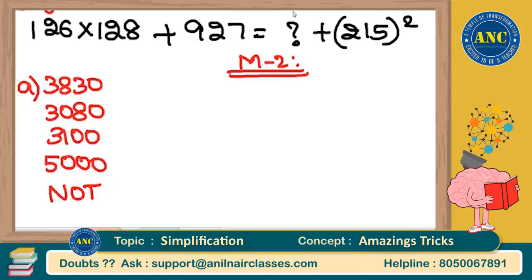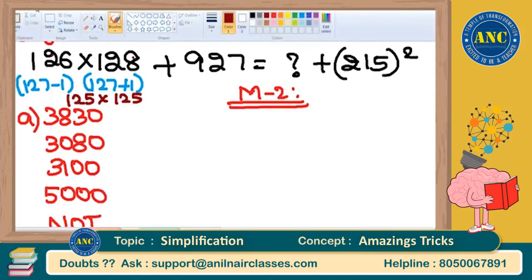Forget about 126. Forget about 128. In fact, 126 can be written as 127 minus 1, and 128 is 127 plus 1. A minus B into A plus B, you can apply it. But I am a little smart in solving this problem. Can I say that forget about 126 and 128? Assume that both are 125 and 125, right? Just assume it for the time being.